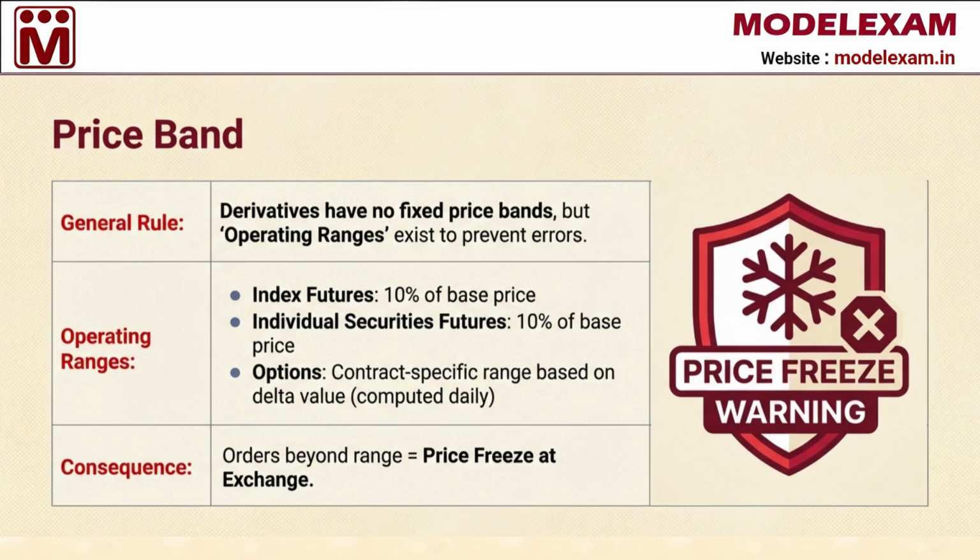To help keep the market stable and prevent major errors, the exchange uses something called a price band. While derivatives do not have fixed price bands like some stocks, they do have operating ranges. For index futures and individual stock futures, this range is usually 10% of the base price. For options, the range is calculated every day based on its delta value. If you try to place an order outside these ranges, it will trigger a price freeze warning at the exchange.